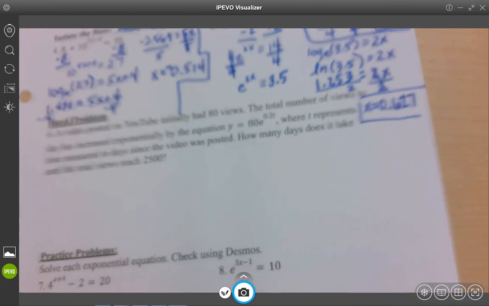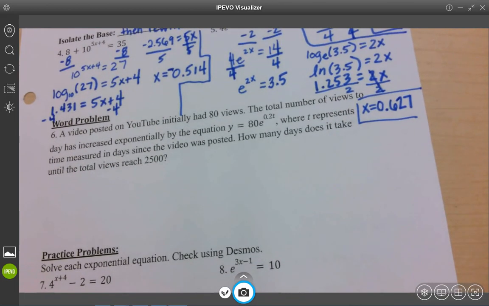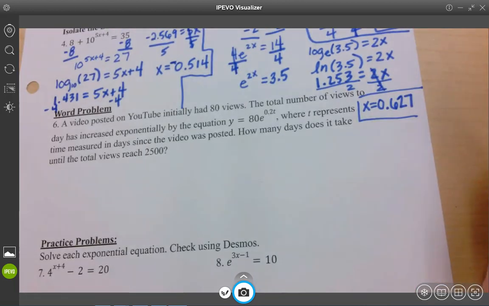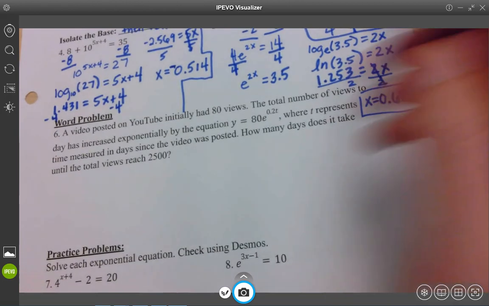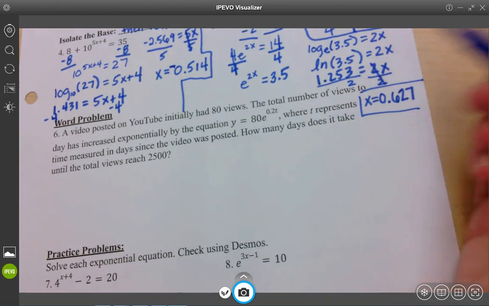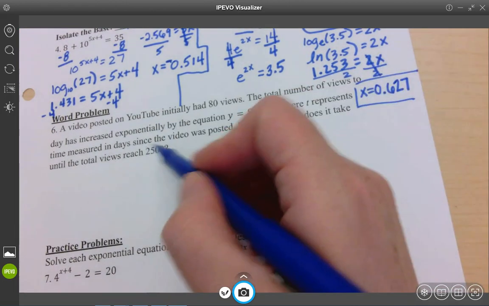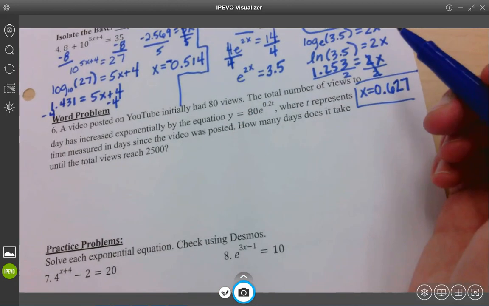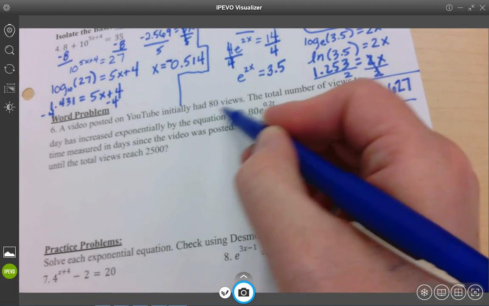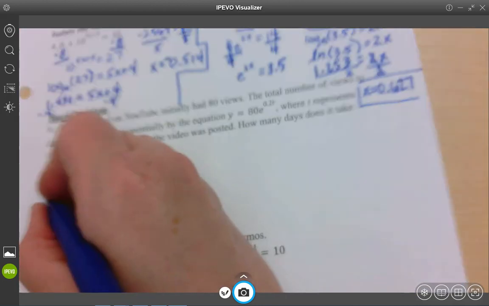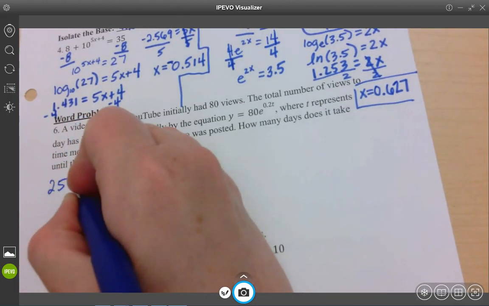All right, so we're looking at the YouTube video, and the views on this video are growing exponentially. Interestingly, in a natural log kind of way. But anyway, this is the equation that's describing that exponential growth. And we want to know when the views will reach 2,500. So the y is your ending amount. So we're going to put the 2,500 for your ending amount.